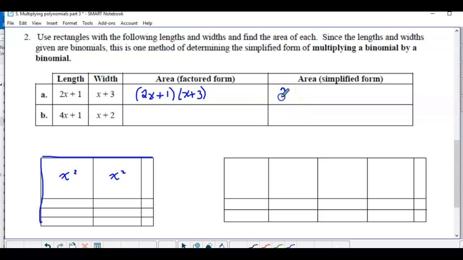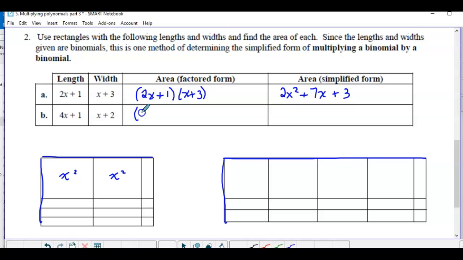And in simplified form, we just add up all the tiles. So there's 2x squared, there's 7 x's, and then there's 3 1s. Okay, then same for the next one. You'll notice that's 4x plus 1. So the length, and then the width here is 1x plus 2.